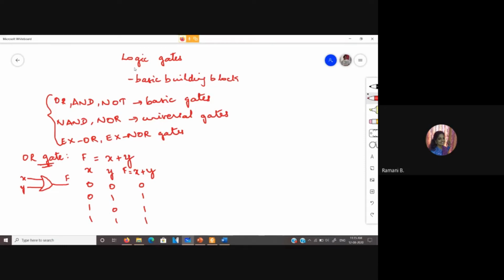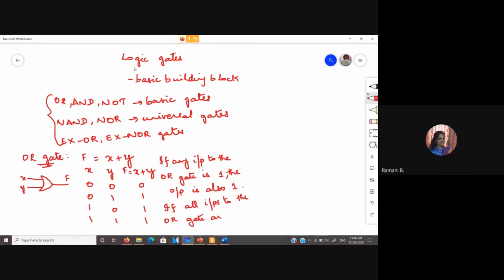Okay? So to remember it simply, if any input to the OR gate is 1, the output is also 1. If all inputs to the OR gate are 0, the output is 0. This is what you need to remember.